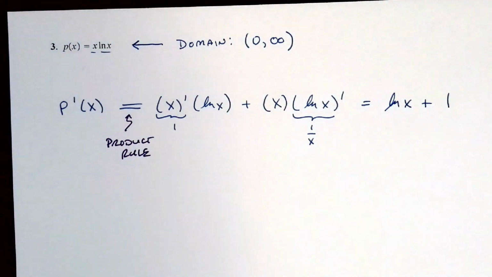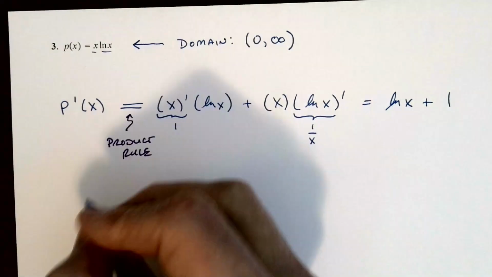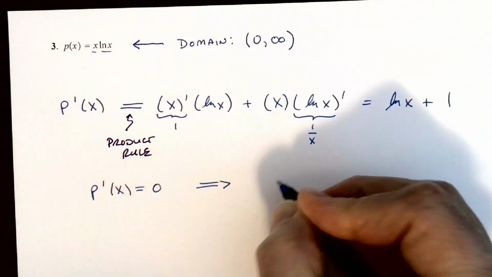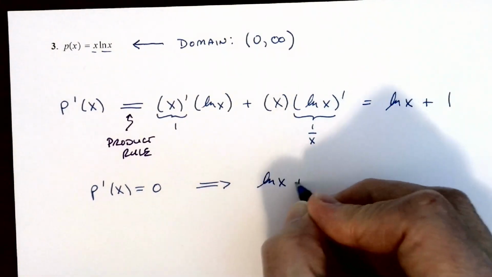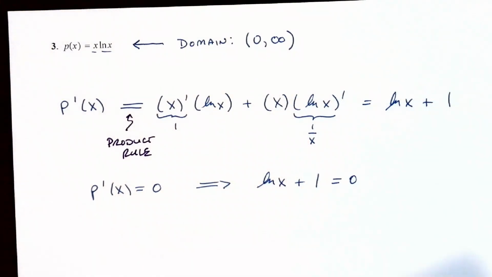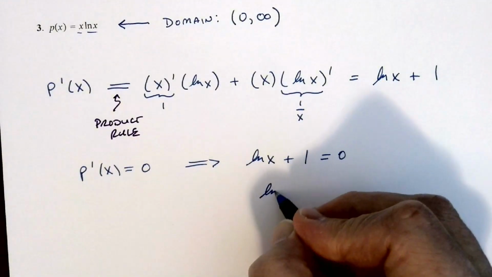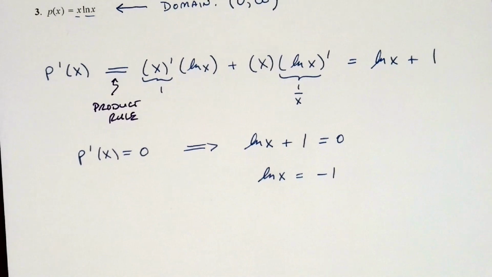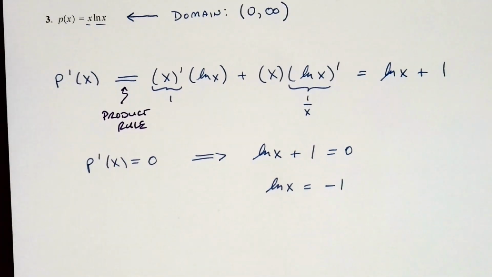So very simple derivative. So the question is, when is this derivative equal to 0? Well, it's going to be equal to 0 when the natural log of x plus 1 equals 0, which is true when the natural log of x is equal to negative 1. Do you remember how to solve logarithmic equations?